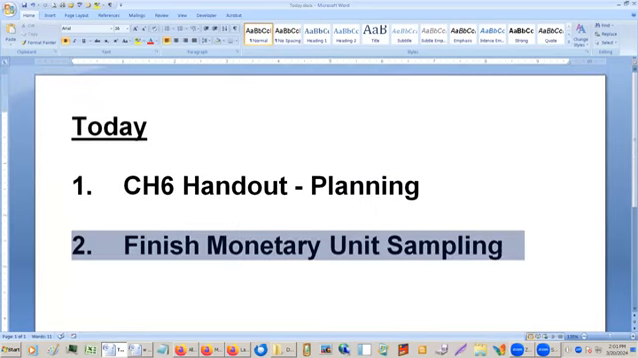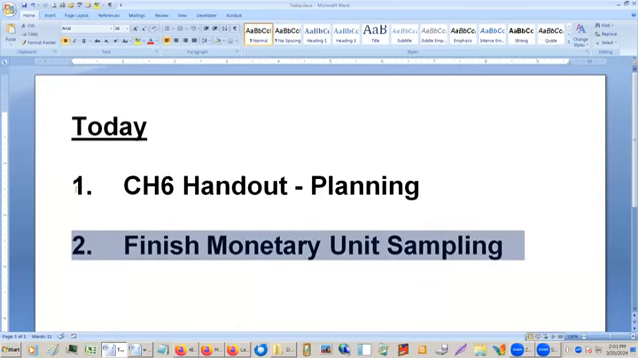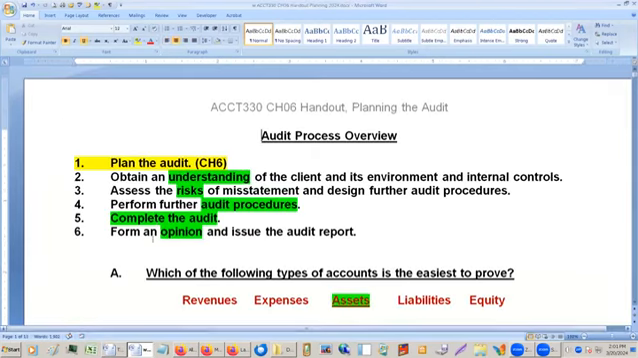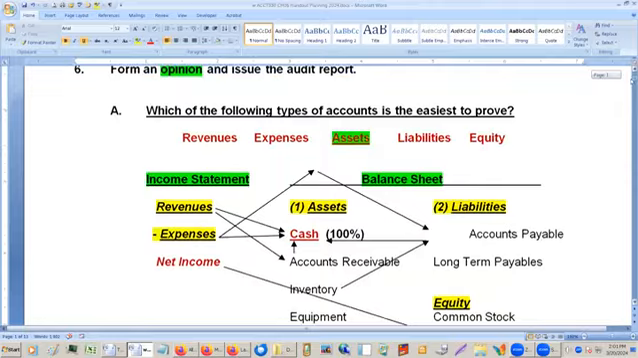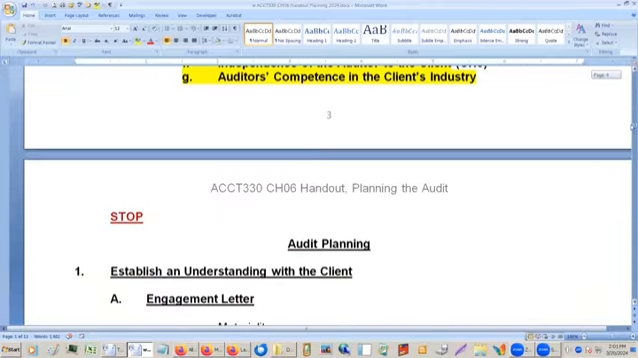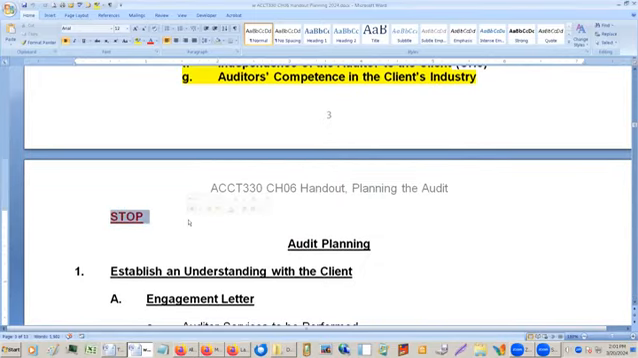So we're going to finish the monetary unit sampling. We'll have a little more problem to do on that one, so we'll definitely get that one done. But we'll see what we get through on the Chapter 6 handout. And we'll see. Maybe we get it done. I don't know. Okay. So what we're going to do is, okay, looks like we got to page 4, maybe.